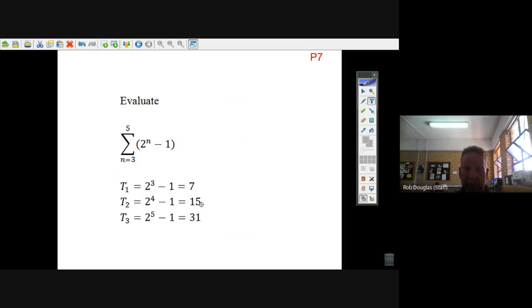Well, 7, 15, 31. There isn't a common difference, and when you divide these, you don't get a common ratio. So if you want to find the sum, you're going to have to just add those up. Go 7 plus 15 plus 31, and you'll get your sum. Looks like it's 53.